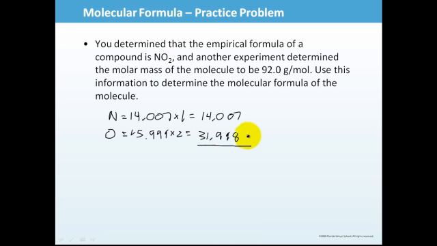And then we're going to add those together to get our grand total. And our grand total is going to be 46.005, and that should be a 6. Try that again. There we go, that's a little better. All right, and remember the units are always grams per mole.